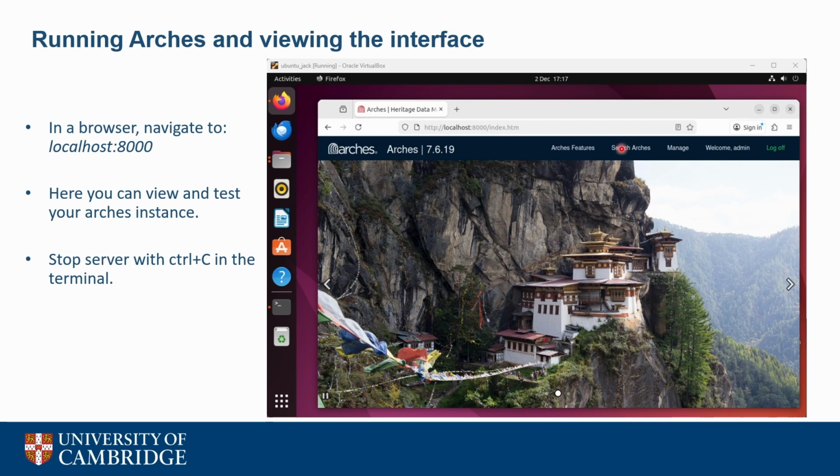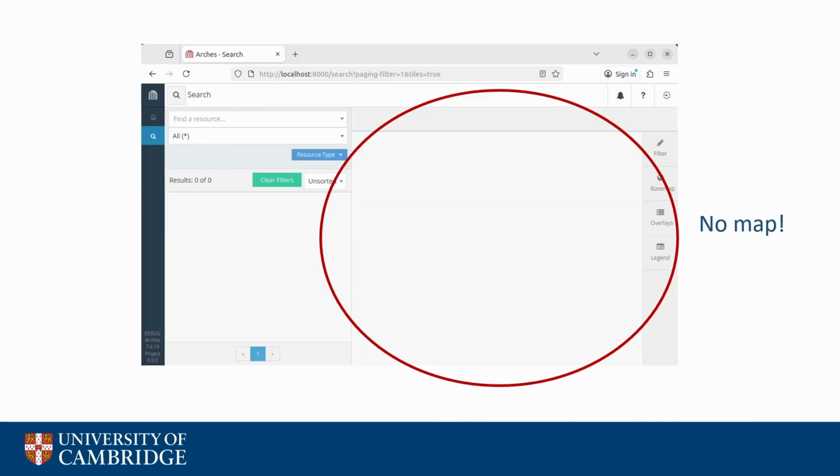So you open the browser in your virtual machine and you navigate to localhost:8000. And then you should see the possibly familiar front page of Arches. And I have Arches 7.6.19 here. I'd installed mine and I was excited to have a look around.